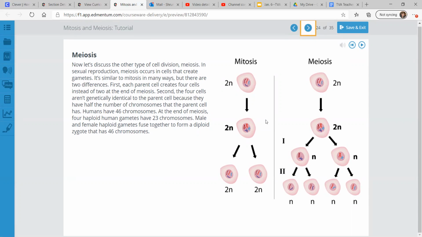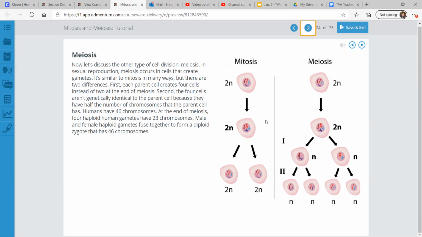So we talked about mitosis. Then we have meiosis. Now let's discuss the other type of cell division, because there's just one other type. Meiosis. In sexual reproduction, meiosis occurs in cells that create gametes. It's similar to mitosis in many ways, but there are two key differences.